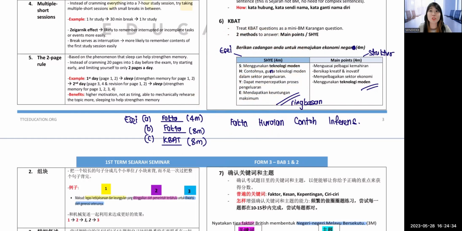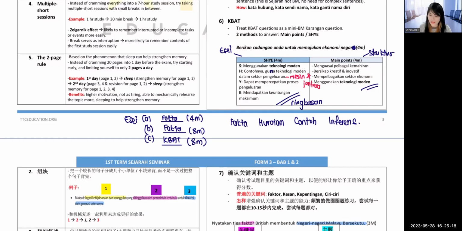FHCI. Fakta, huraian, contoh, inference. Understand? Very simple one. For example, if we mention how do we develop our economy, it is by using modern technology. And through using modern technology, we will be able to use it in the production sector, which you can write seperti menggunakan mesin dan jentera. You can continue on mesin dan jentera.